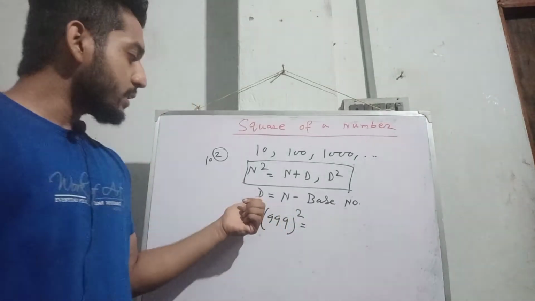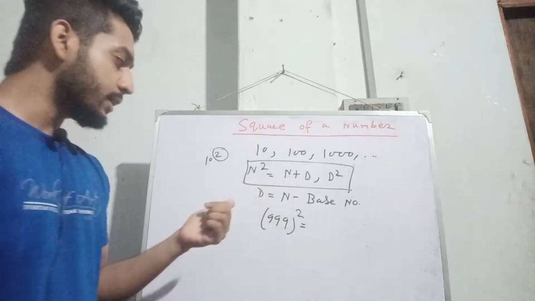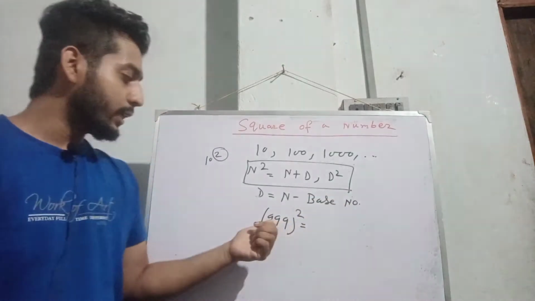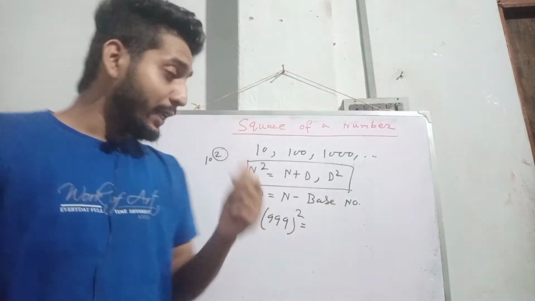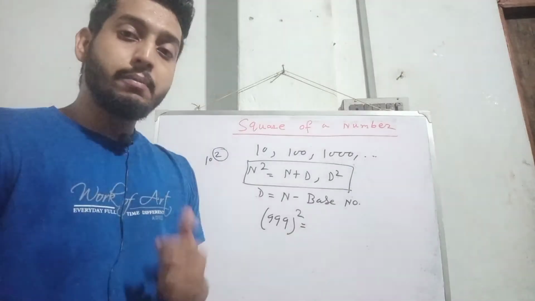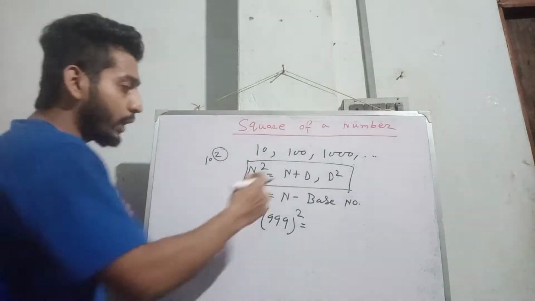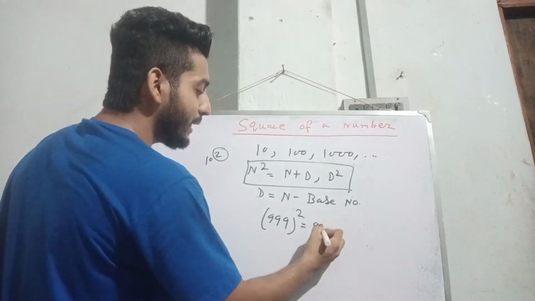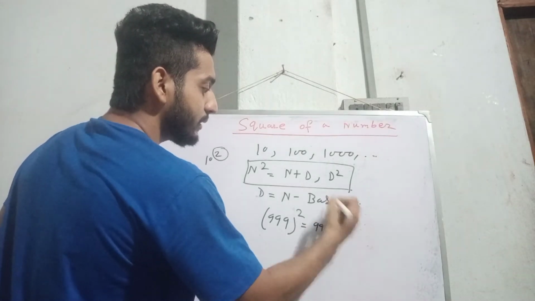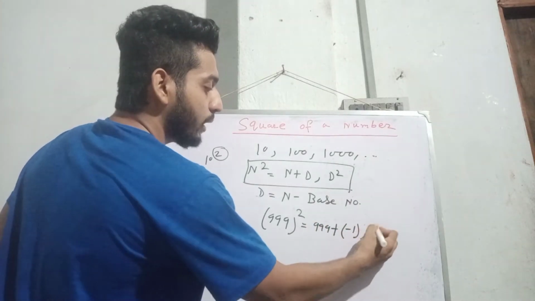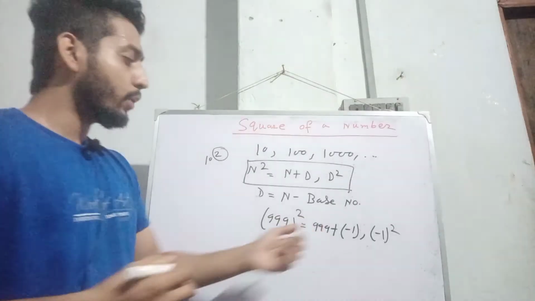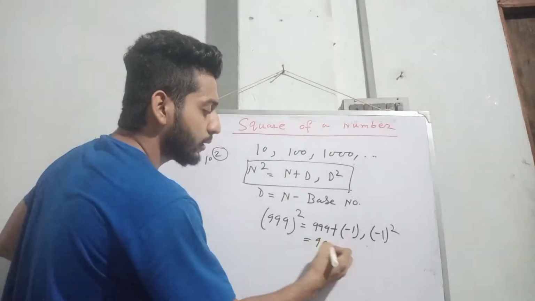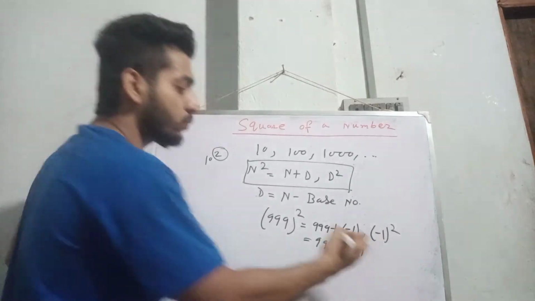At first I need to find d, which is n minus the base number. Here n is 999 and the base number is 1000. So 999 minus 1000 will be minus 1. So what will be the number? 999 plus d, since d is minus 1, comma, minus 1 square. So 999 minus 1 will be 998, comma, 1 square is 1.